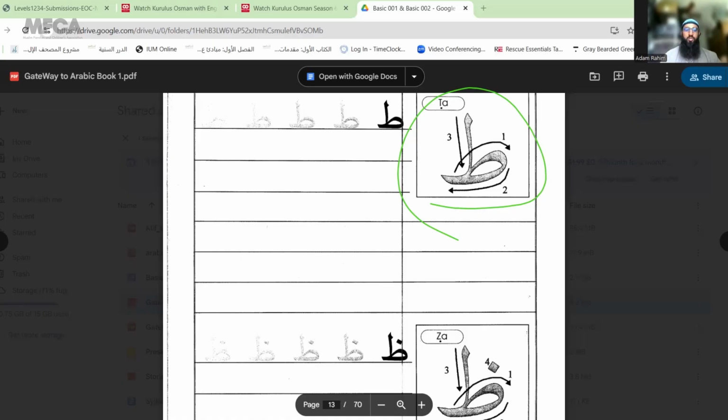Ba. Try it again, please, Brother Shadi. Ba. One more time. Ba. Much better. Ahsanta. Brother Sharif. Ta. Ahsanta. Brother Sayyid. أحسنتم جميعا. All of you guys, very good job.